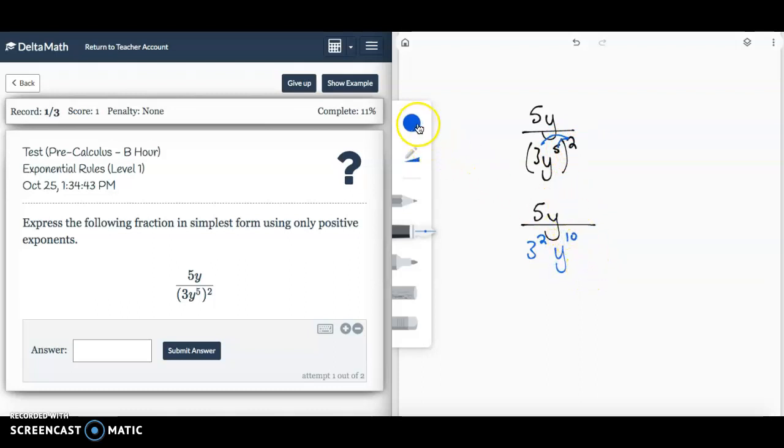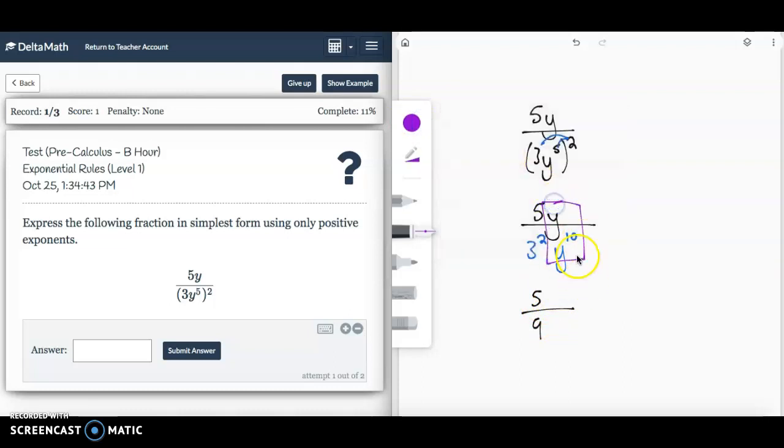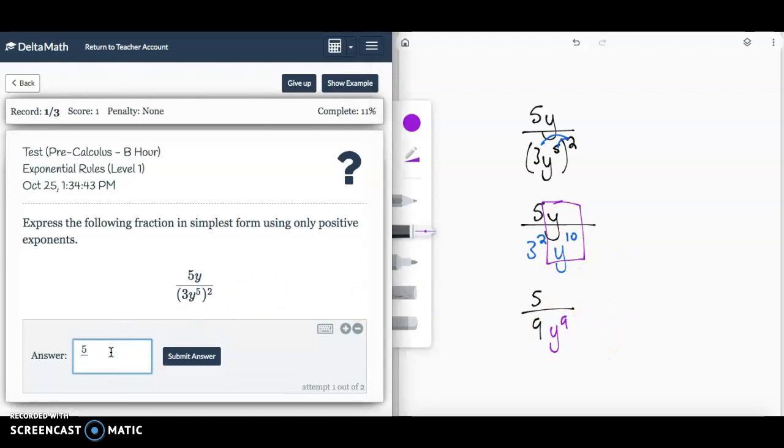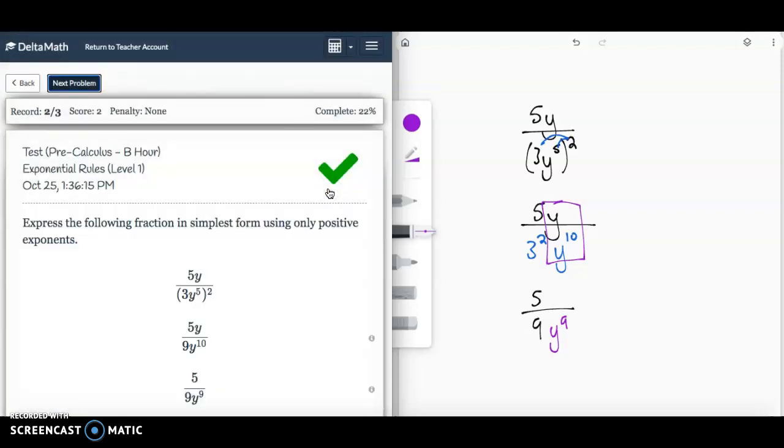Then we're going to do a little bit of simplification with my coefficients. So 5 is on top, and 3 squared I know is the number 9. So I'll have 5 over 9, and those don't reduce at all. And for my y values, since I have y's on the top and the bottom, you have to simplify those. Where do I have more y's? On the bottom. How many more? 9. So I'll end up with just 9 y's on the bottom. So I have 5 over 9y to the 9th. And there we go.